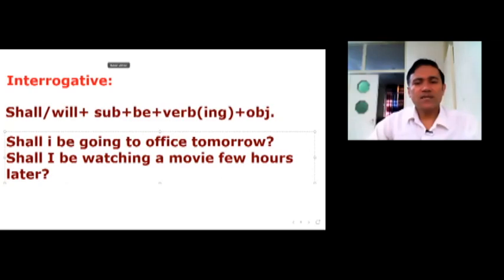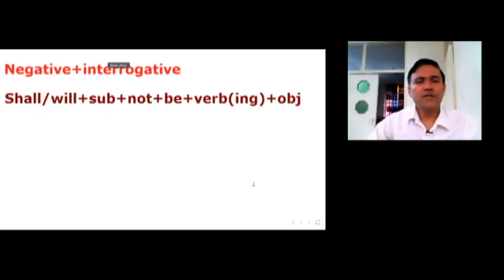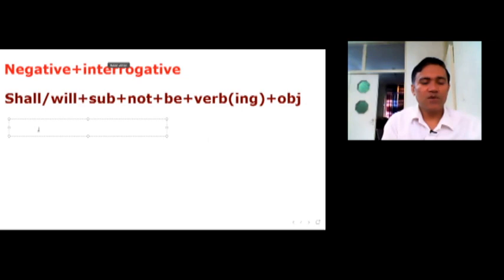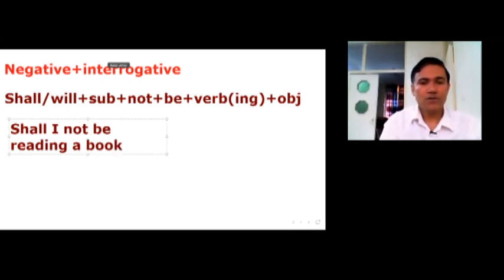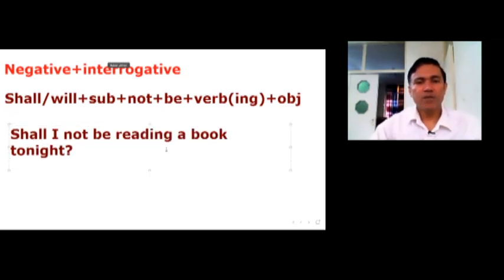Then we can make these sentences also negative and interrogative. To make negative and interrogative sentences, the structure is like this: shall, will plus subject plus not plus be plus verb ing plus object. Now we will see how to make negative and interrogative sentences. I'm giving you some examples here. Shall I not be reading a book tonight? Okay. আমি কি আজ রাতে একটি বই পড়তে থাকবো না?